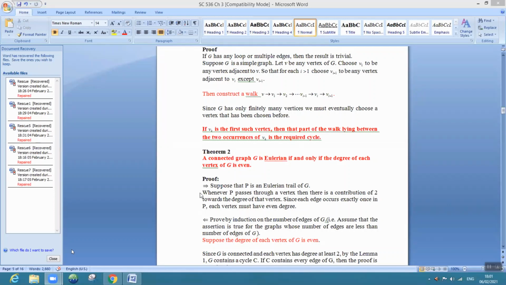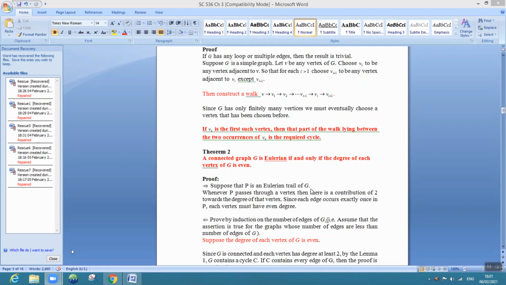Suppose P is an Eulerian trail of the graph. That means whenever you visit a vertex on that Eulerian trail, you come out again, because the trail is closed. To make it closed, you visit and come back. Whenever you visit a vertex and come out, you contribute 2 to the degree of that vertex.